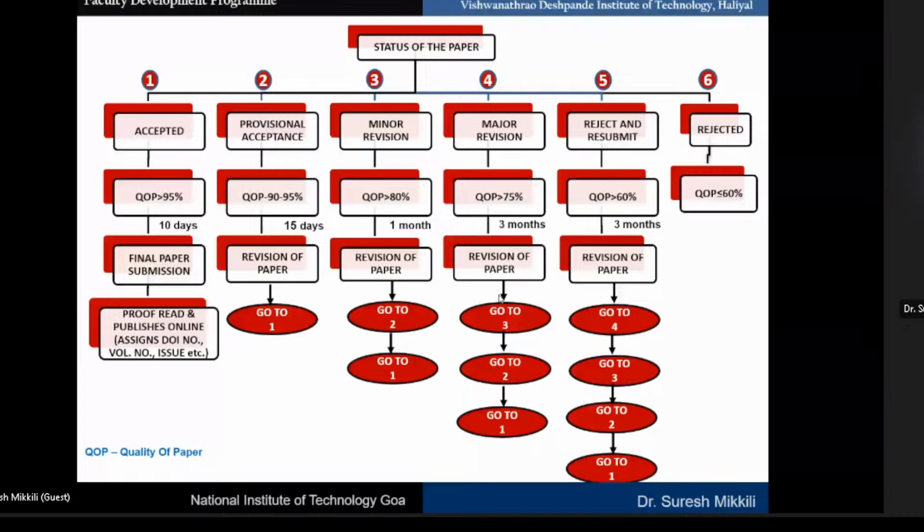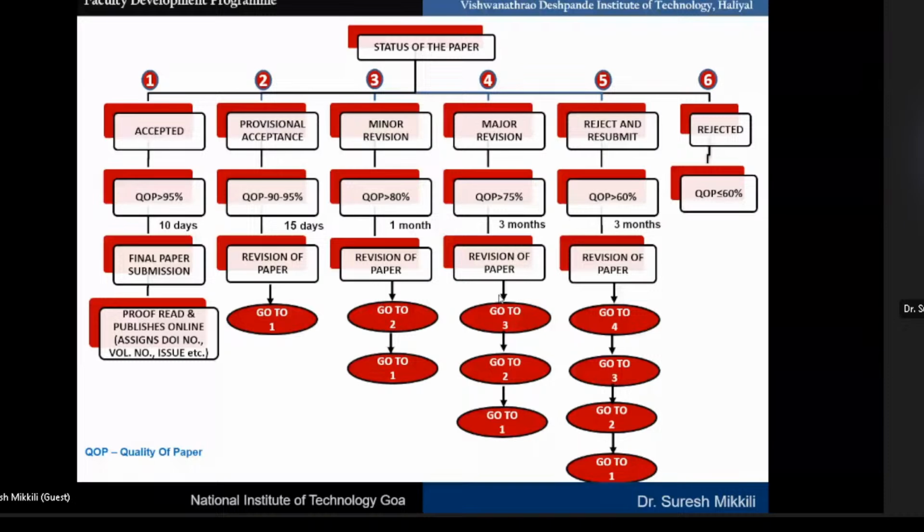Okay. Fifth one. If quality of work is only 60%, the simulation results not properly kept, hardware results little bit you kept, but it's not proper, then reject and resubmit also can come. If reject and resubmit comes, then again 3 months they will give. You have to revise properly. Then there is a possibility direct acceptance also can come. Or major revision, minor revision, all can repeat. If quality is not that much good, less than 60, it will be rejected.